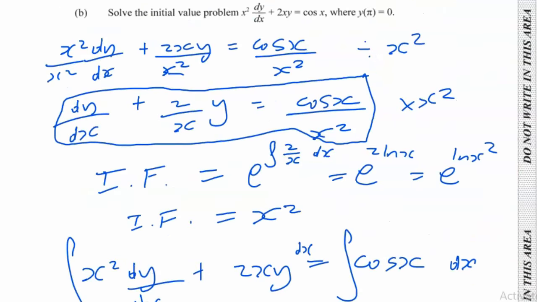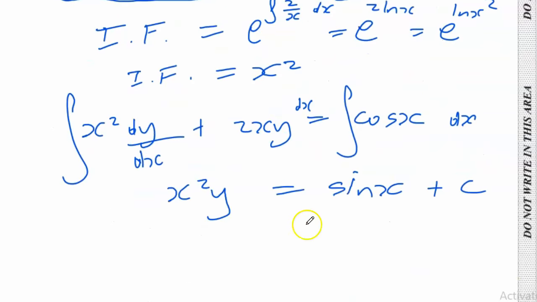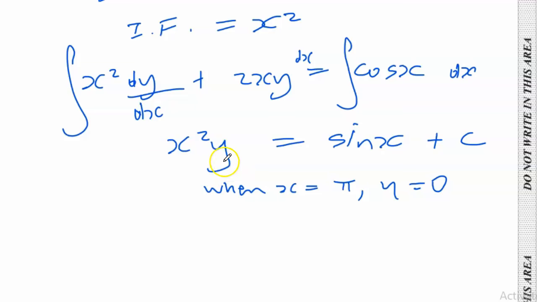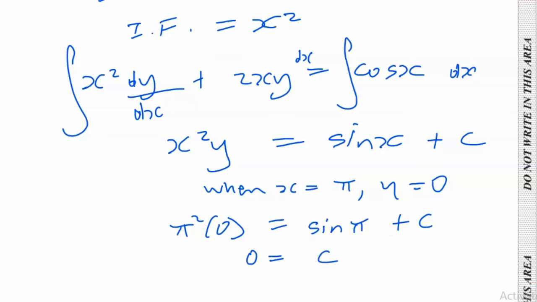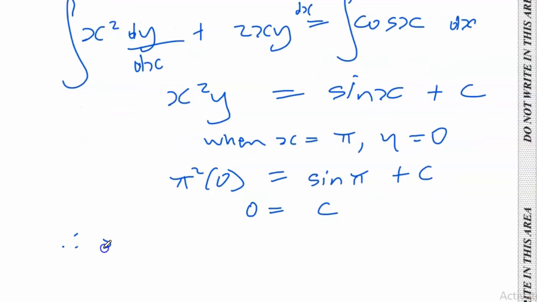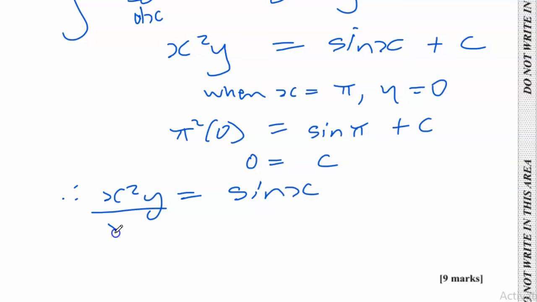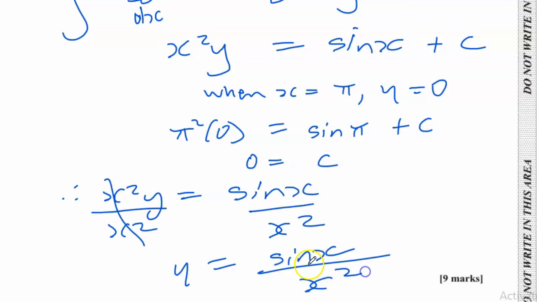But remember, we were told that when x is pi, y is 0. So we're going to substitute. Replace x with pi. This becomes pi squared times y, which is 0. And here we'll have sin pi plus c. So 0 equals sin pi plus c, so c is 0. Therefore x squared y equals sin x. If I solve for y, divide both sides by x squared. So x squared into itself is 1. So y equals sin x over x squared.